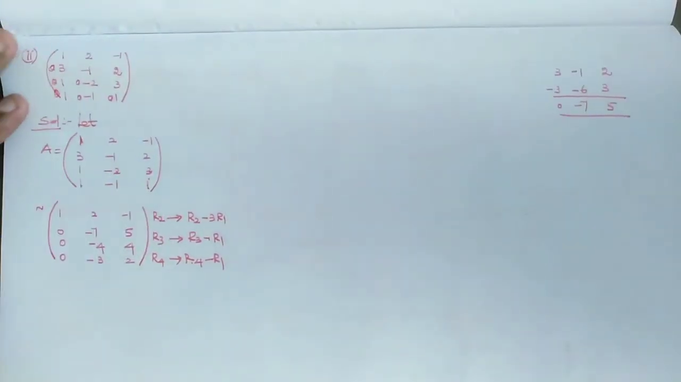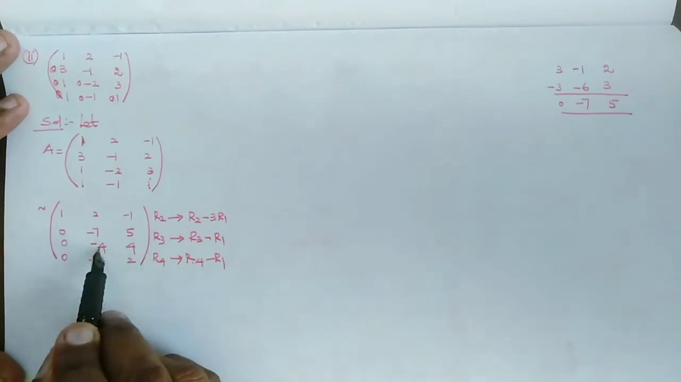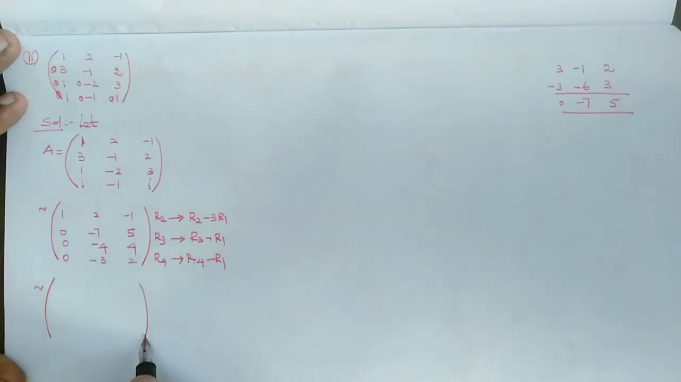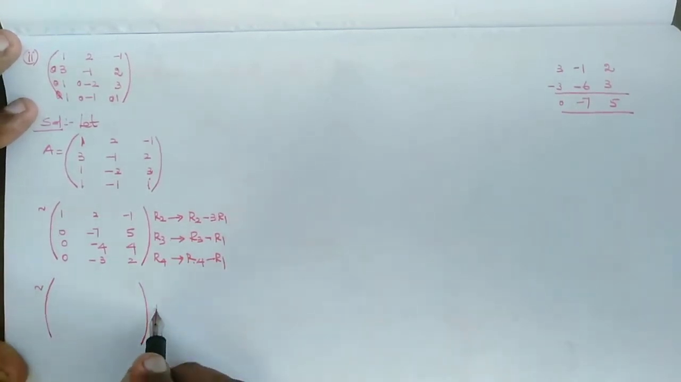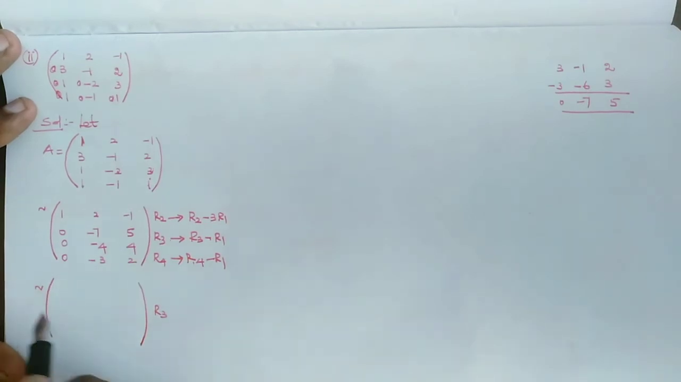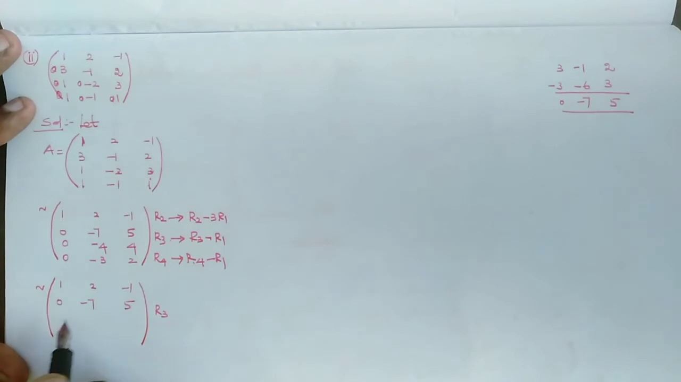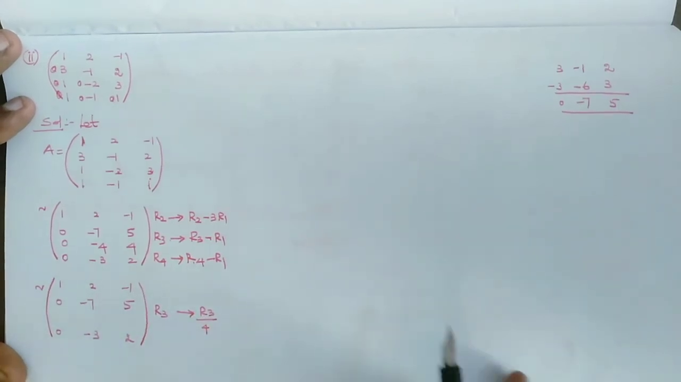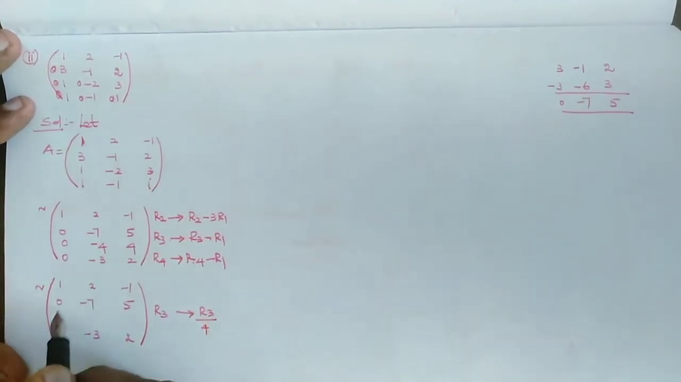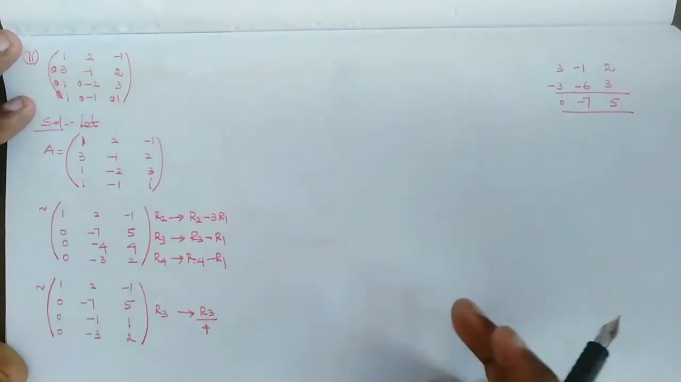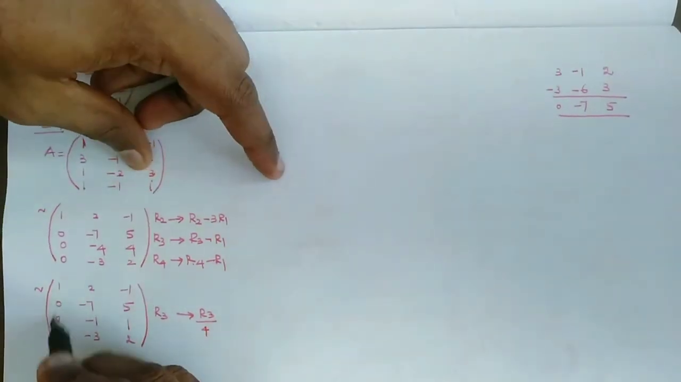So what is the next? We see this one is divisible by 4. This is R3. There is no change in R1, R2 and R4. There is change only in R3 because it is divisible by 4. So 1, 2, minus 1; 0, minus 7, 5; 0, minus 3, 2. R3 tends to R3 divided by 4. 0, minus 4 by 4 is minus 1, 4 by 4 is plus 1.